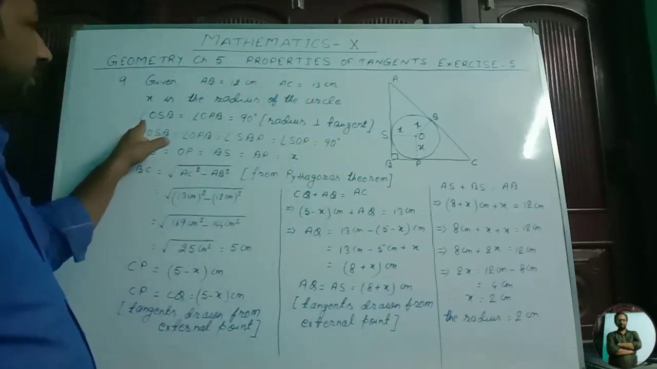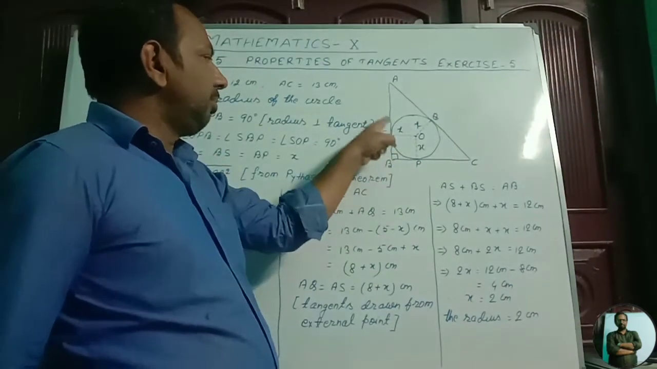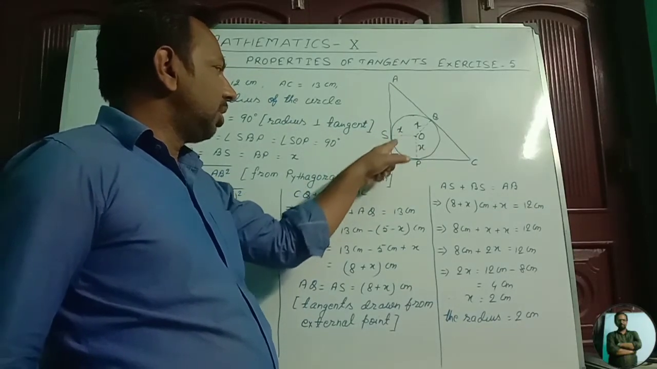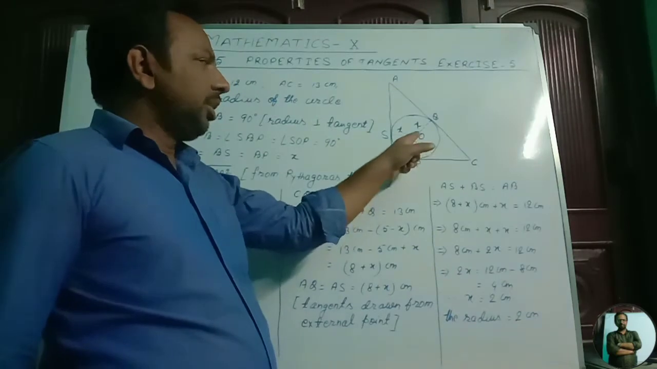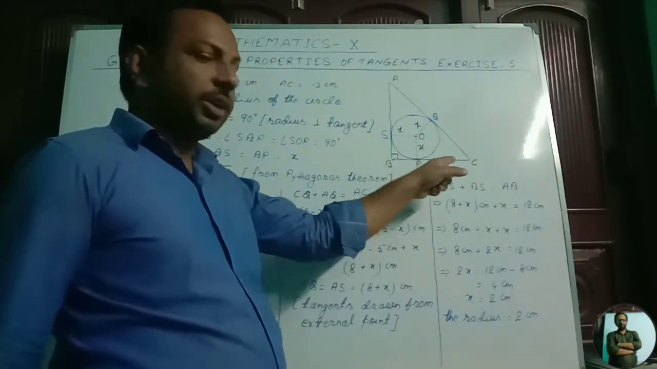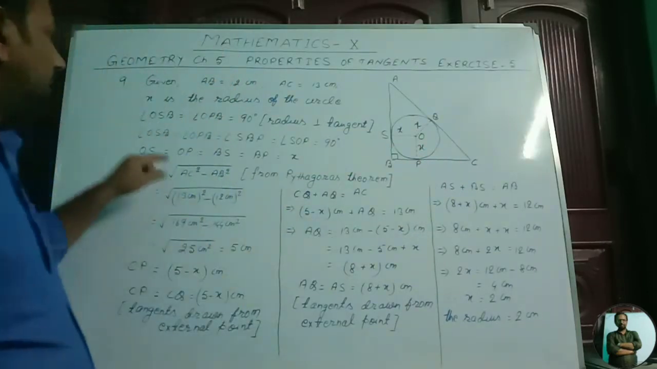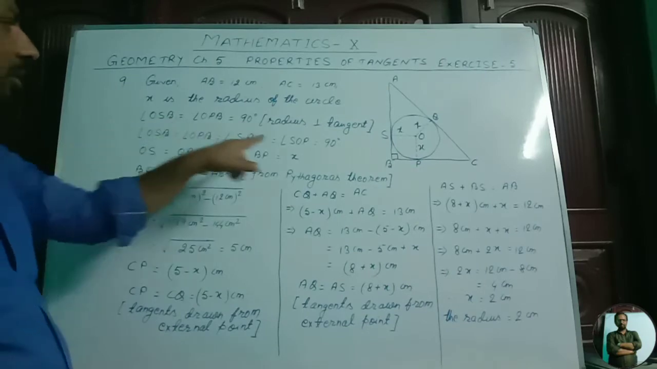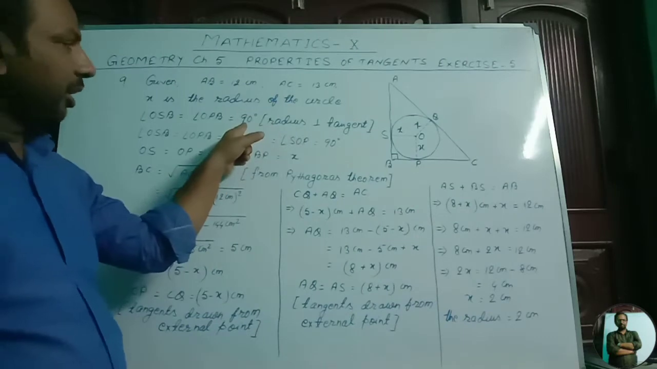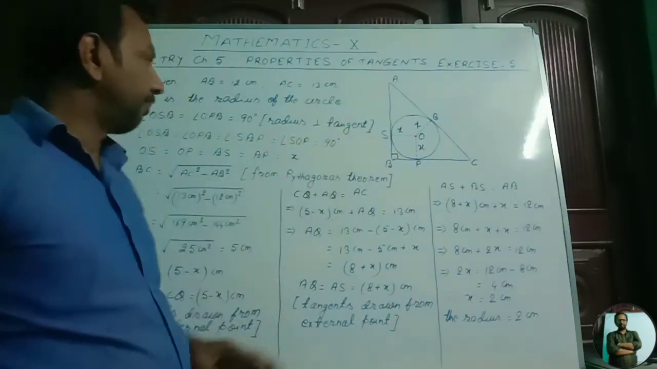Then at first, here we are seeing that OS is perpendicular to AB because radius is perpendicular to the tangent. So angle OSB is 90 degree. Similarly, OP is perpendicular to BC because radius is perpendicular to the tangent. Therefore, angle OPB is also 90 degree. For that, here I have written angle OSB equal to angle OPB equal to 90 degree. In bracket, the reason is written, that is radius is perpendicular to the tangent.